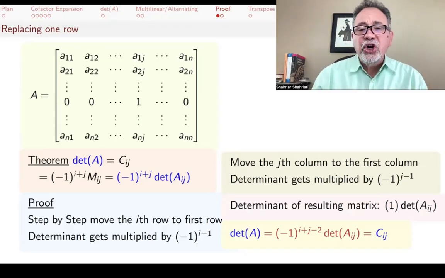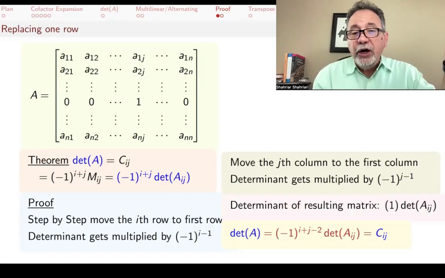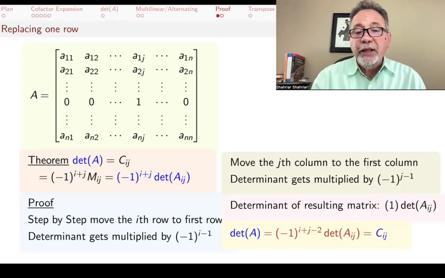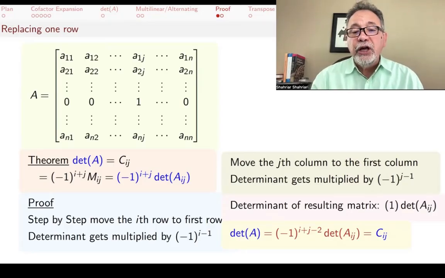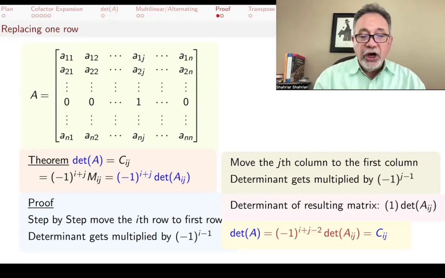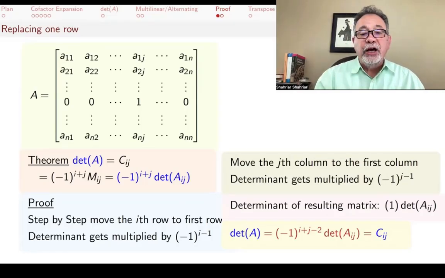Why? Because starting with this matrix, I can go step by step to that matrix where the 1 is in the corner, whose determinant is the determinant of aij. And the only difference between that and this matrix is all the switches I did. And so I multiplied that by -1 to the i plus j minus 2. Now, i plus j minus 2 is either odd or even based on what i plus j is. And so I don't actually need that -2. It's just -1 to the i plus j. And that's the cofactor of ij. And so I'm done. That's the determinant of A, which is what I wanted to prove.